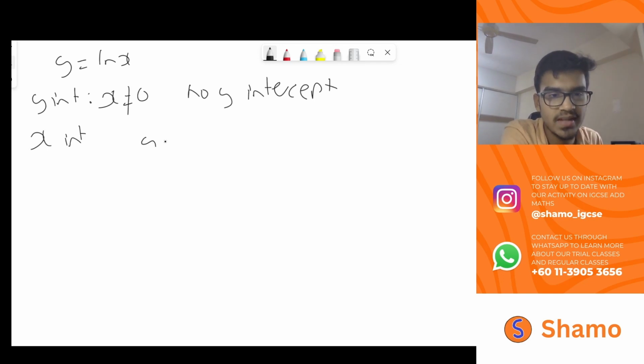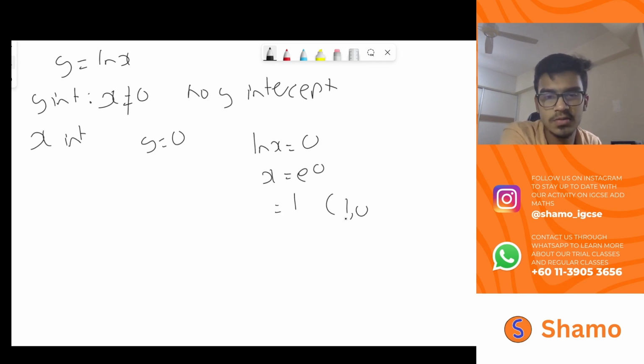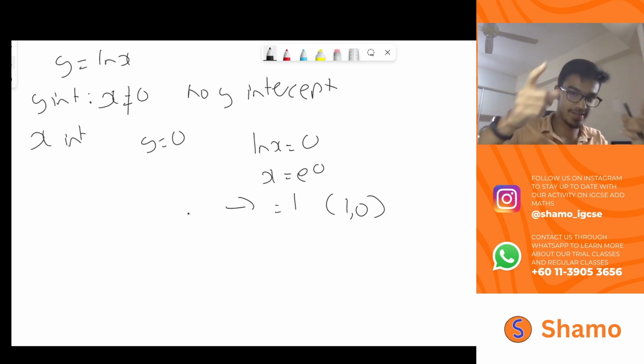Okay, let's find the x-intercept. The x-intercept is when y is equal to 0. That means ln x is equal to 0, so x is equal to e to the power 0, which is 1. So (1, 0). Okay, that's fair. We have an x-intercept and no y-intercept. In exponential, we had a y-intercept but no x-intercept. You can see it's flipped, inverse, okay?